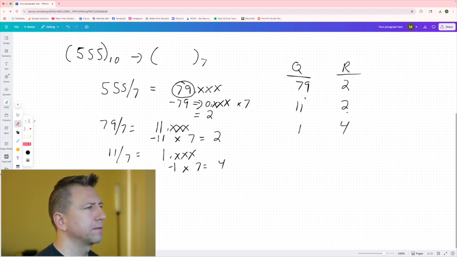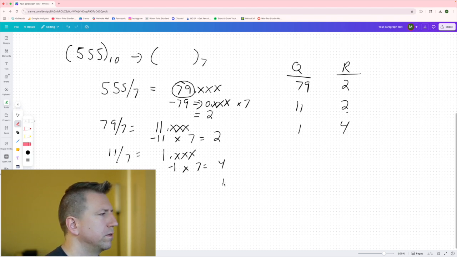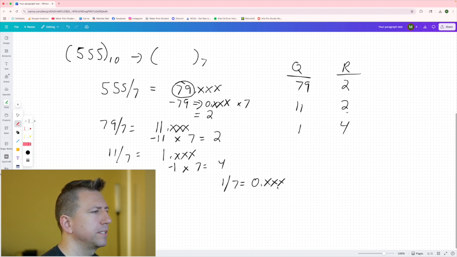Remember, this process is that we keep going until we get a 0 for the quotient. So 1 divided by 7 gives us 0, and then a remainder decimal, that's 1/7. If we multiply that by 7, we get back 1. So there's going to be a remainder of 1 there. So this is 0, remainder 1.